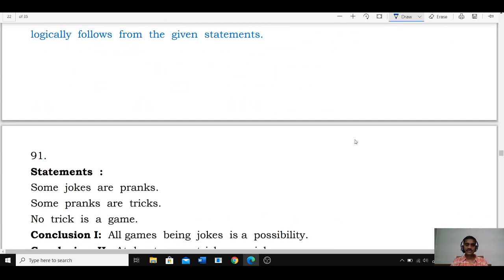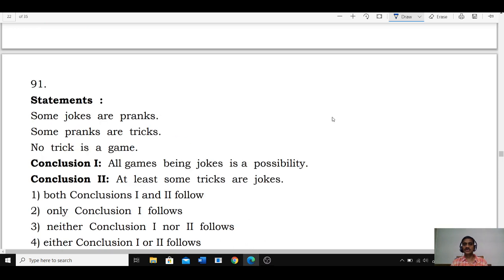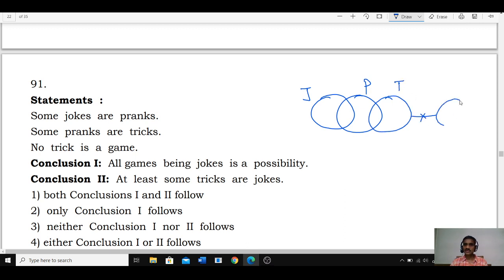Now questions 91 to 95 are based on syllogisms. First let us check out the model: which conclusions logically follow. Conclusions we need to determine. Some jokes are pranks, these are the jokes which are pranks. Joke and prank. And next one, some pranks are tricks. Prank and a trick. And no trick is a game, no intersection between trick and a game. And this is the first one.